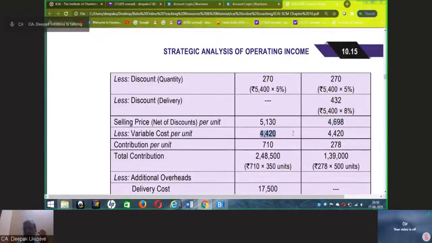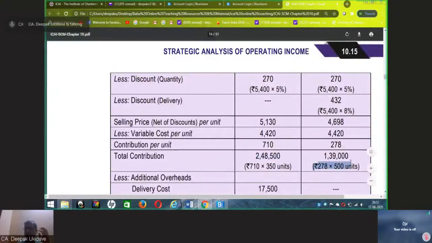Less variable cost. It is 4,420, given in the question. We have lifted that. So what you get is contribution analysis. Selling price minus variable cost, contribution. Generally we deduct direct variable cost, but here we have also taken into account quantity discount and delivery discount. Now multiply by number of units. You get total contribution: 710 is the contribution per unit into 350, 2,48,500, and 278 rupees is the contribution into 500, so 1,39,000 is the total contribution.